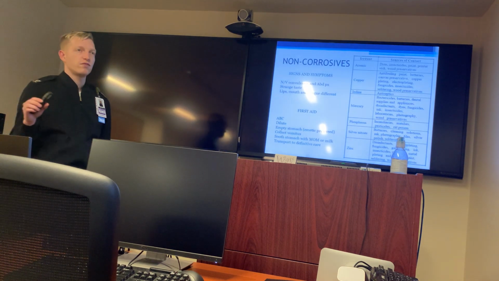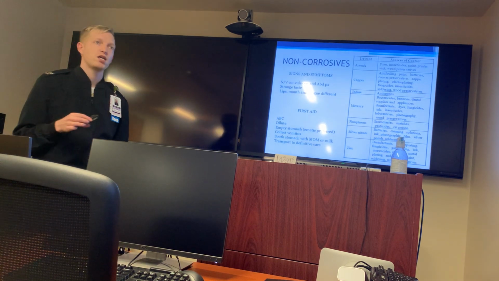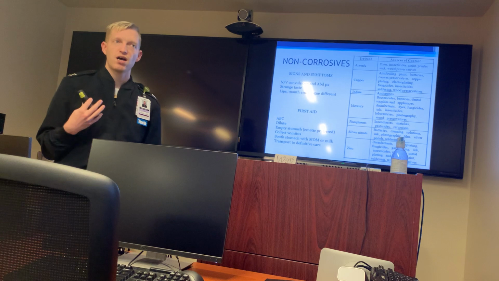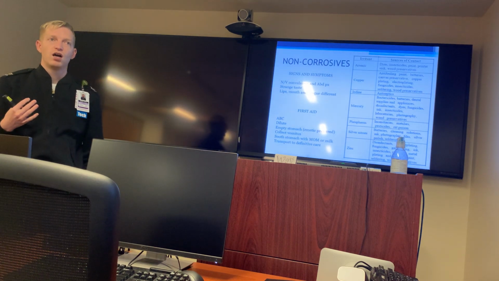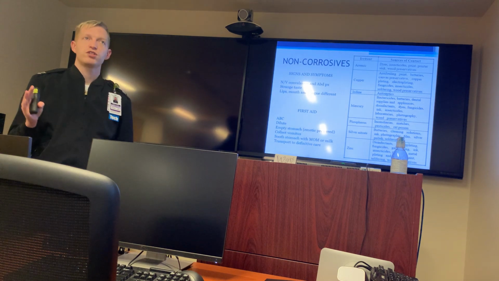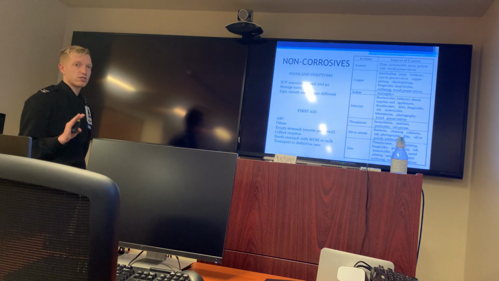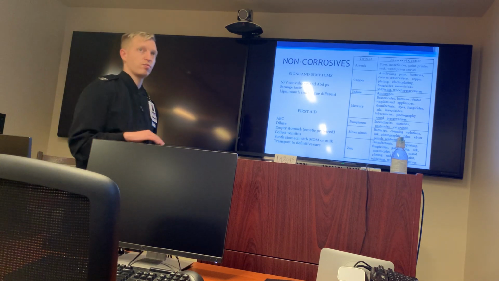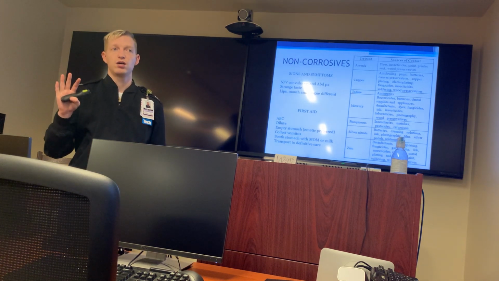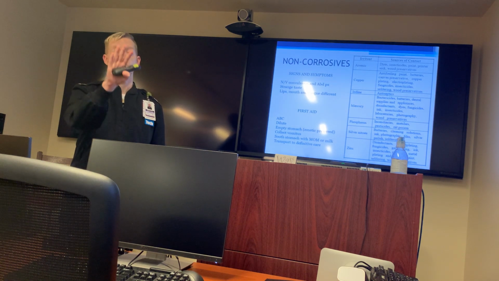So your non-corrosives: nausea, vomiting, convulsions, abdominal pain. They have a strange taste in their mouth, and their lips, mouth, and tongue feel a little different. And here are the different types of non-corrosives: arsenic, copper, iodine, mercury, phosphorus, silver nitrate, and zinc. These are the different sources you can get these irritants from.